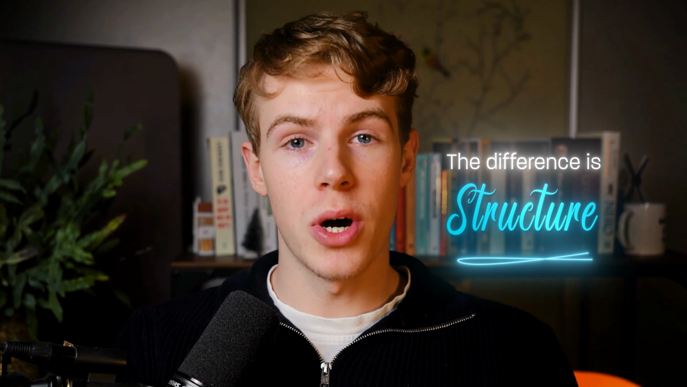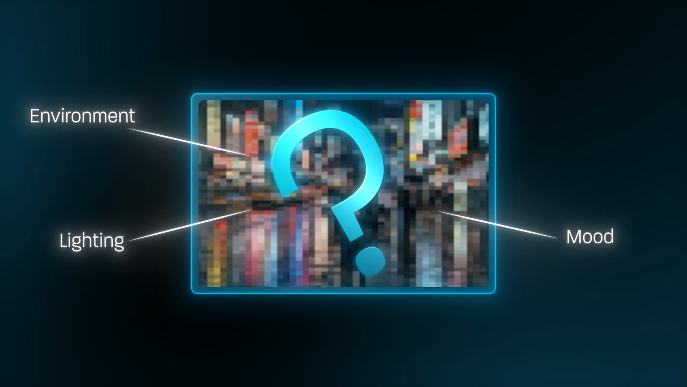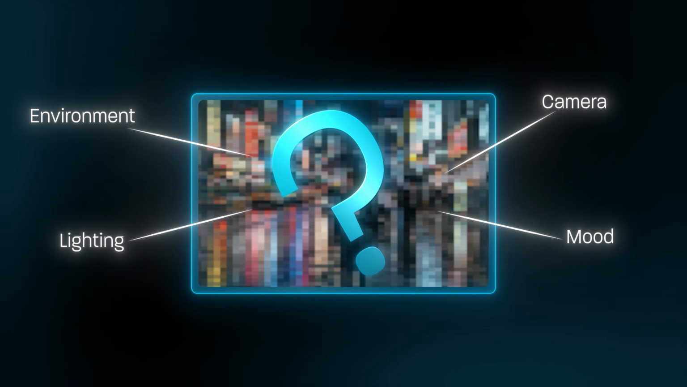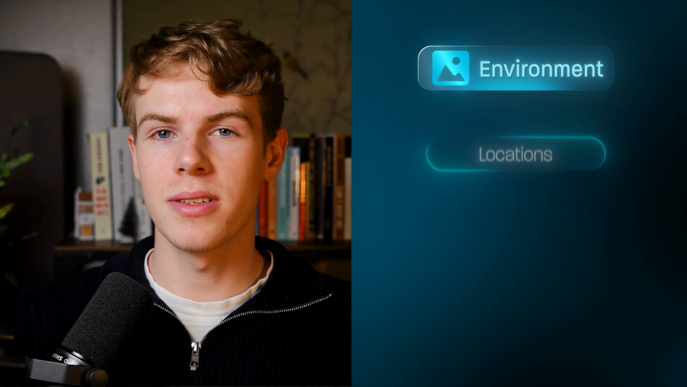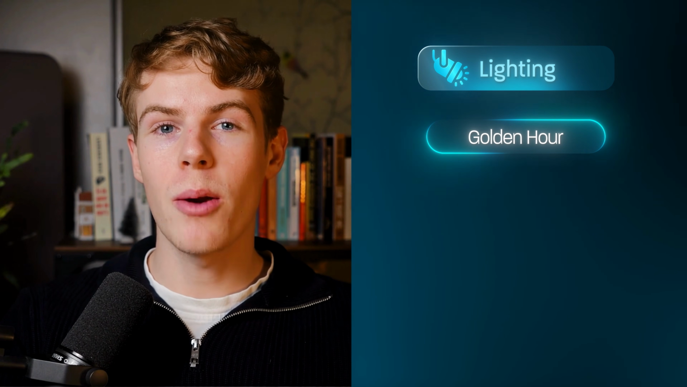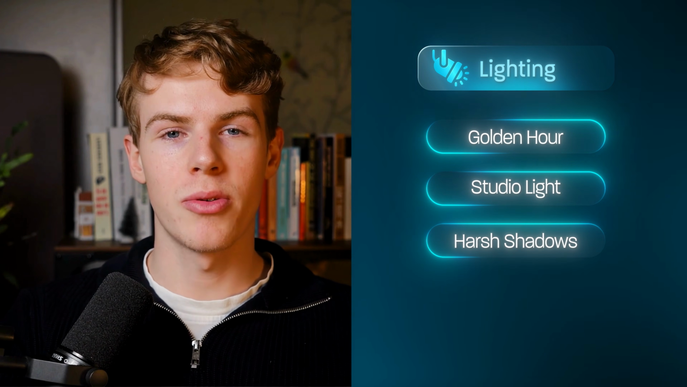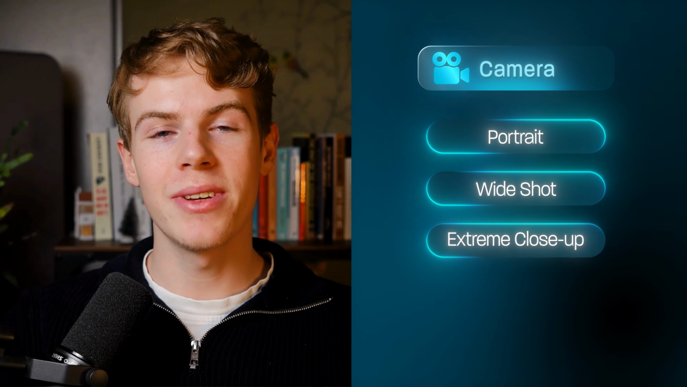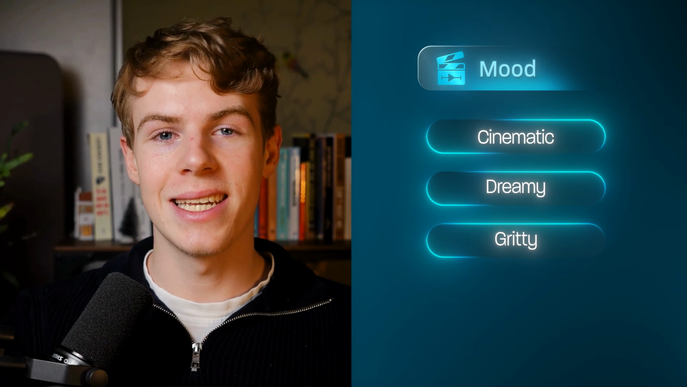The difference is structure. Think of your prompt as having layers. Subject first. Who or what is in the image, described with specific details. Then environment. Where are they? What's around them? What time of day? Then lighting, golden hour, studio lighting, harsh shadows, soft diffused light. Then camera, portrait, wide shot, extreme close-up, aerial view. Then mood, cinematic, dreamy, gritty, clean. Then style, photorealistic, illustration, oil painting, concept art.